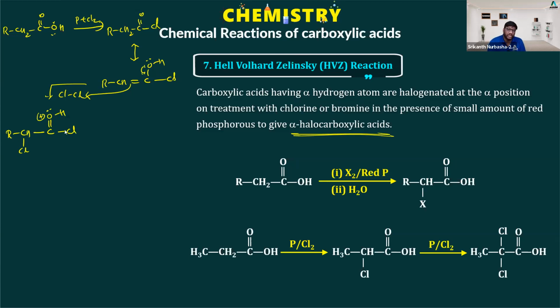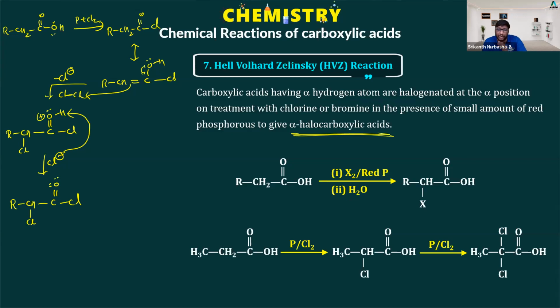As soon as the pi electrons attack the chlorine, the chlorine-chlorine bond is going to be lost. So one more chlorine atom is lost as chloride ion. That chloride ion will pick up this proton, ultimately forming RCHCl, C double bond O, oxygen regains its lone pair, and we have Cl. This is nothing but an acyl halide. Acyl halide, we are doing the hydrolysis.